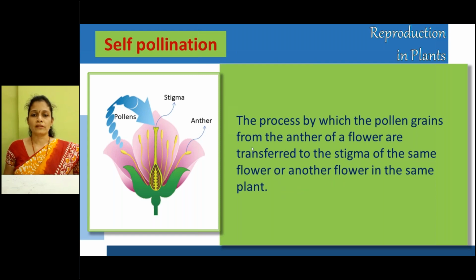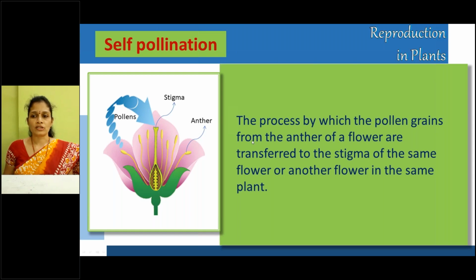I repeat, children, look at the definition. The process by which the pollen grains from the anther of a flower are transferred to the stigma of the same flower or another flower in the same plant is called self-pollination. Look at the picture, children. Here, the stamen are here and the transfer of pollen grains from the anther of a flower to the stigma of the same flower or another flower in the same plant is called self-pollination.